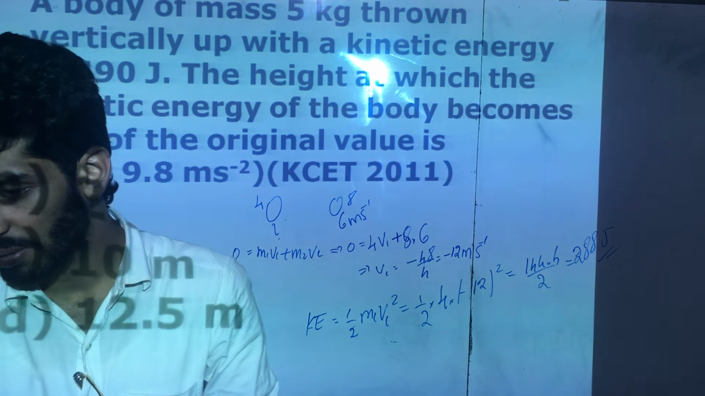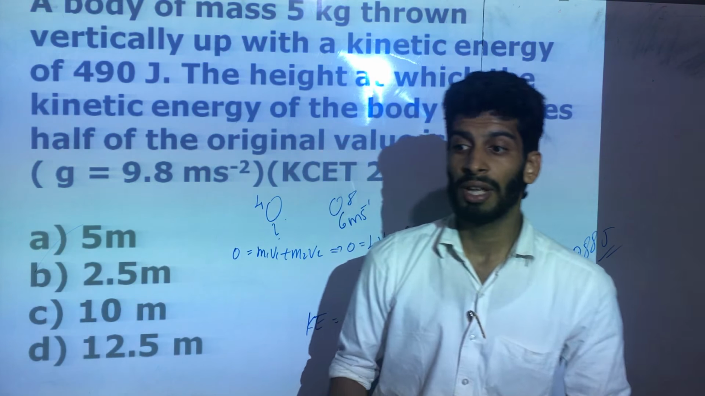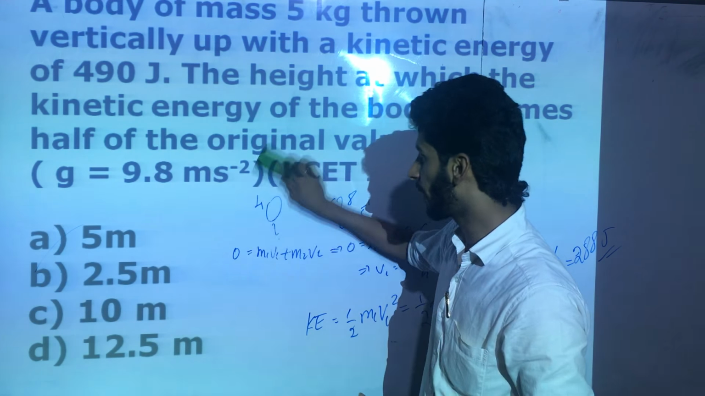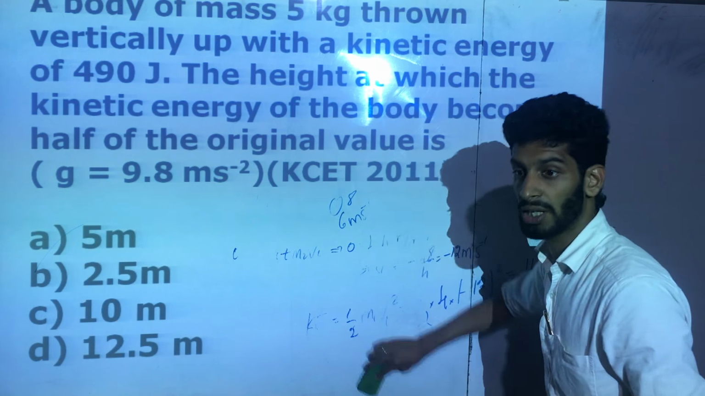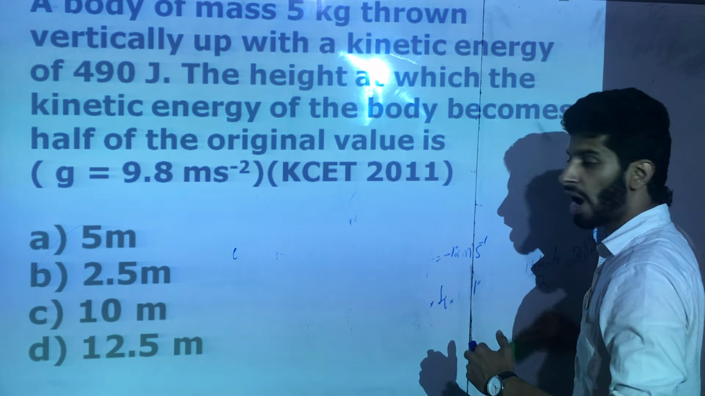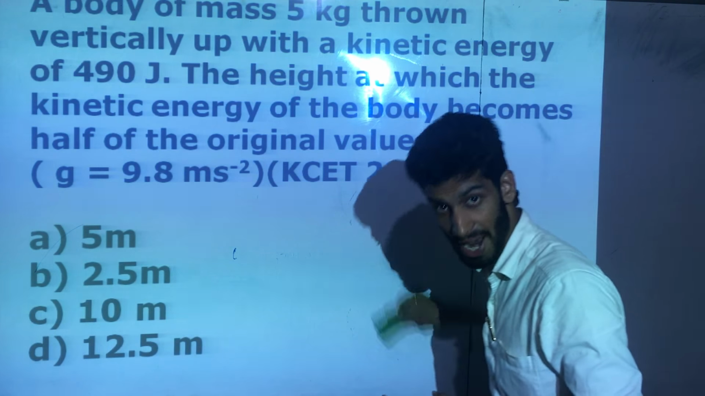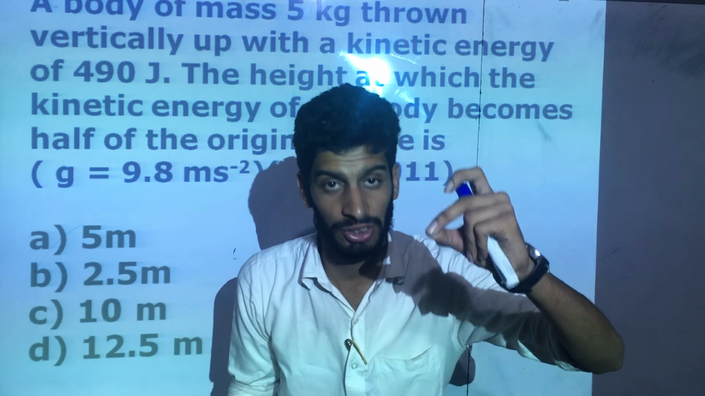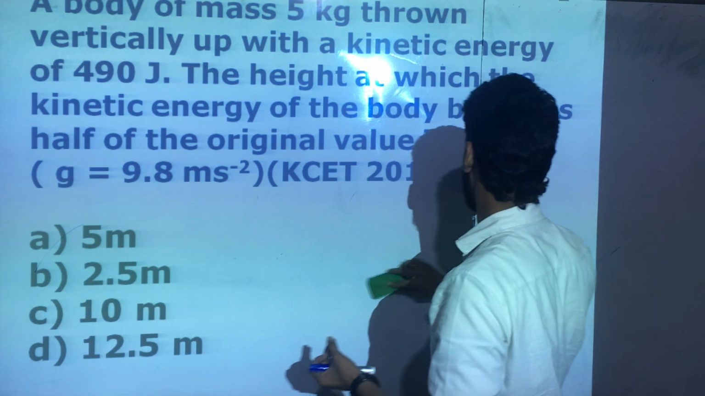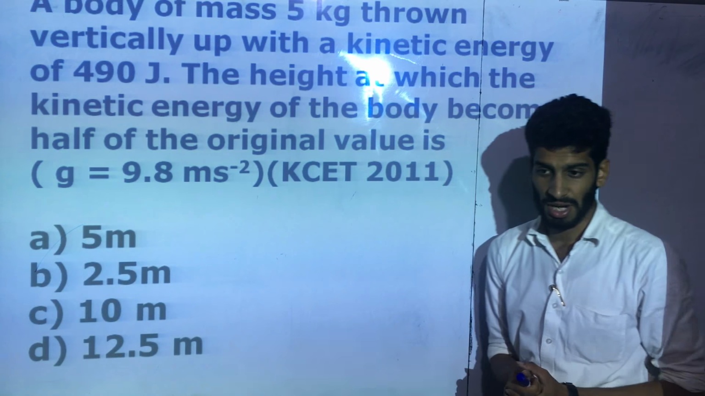Going to the next slide. A body of mass 5 kilogram is thrown vertically up with a kinetic energy of 490 joule. Initially it has a kinetic energy of 490 joule when it is thrown vertically up. Find the height at which the kinetic energy of the body becomes half of its original value. So you need to find out at which height the kinetic energy becomes half of its original value, which is given as 490 joule. g is given as 9.8.